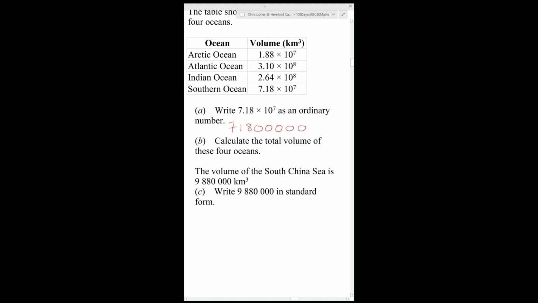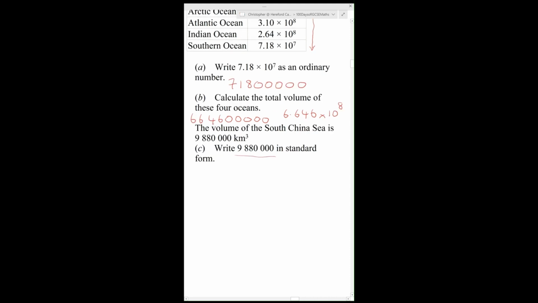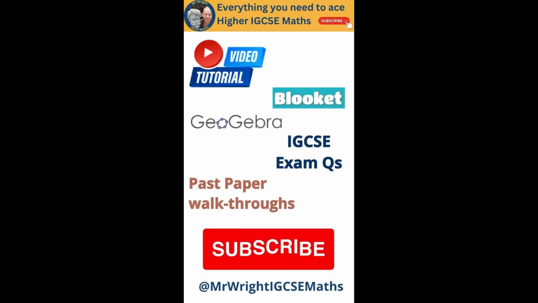Calculate the total volume of these 4 oceans. I put those numbers into my calculator in the standard form, add them up, and I get this answer on my calculator. 5 zeros. So that's going to be 6.646 times 10 to the power of 3 to get over the non-zero digits, plus another 5, 10 to the power of 8. Sorry, what's this number written in standard form? Well, it's 9 million. So it's 9.88, and a million is 10 to the 6, or you could, of course, count the digits.